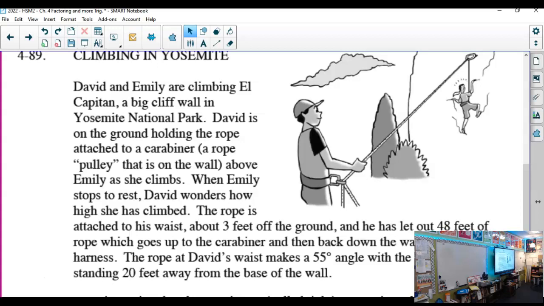I just noticed how angry this makes me, that they just called a carabiner a rope pulley. A carabiner's just a clip.